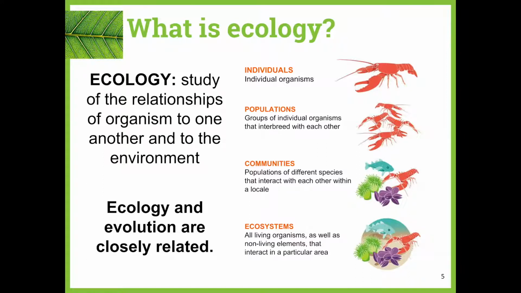And communities could be defined as populations of different species that interact with each other within a locale, which would be a location or some space. And then many communities together would make up an ecosystem, which could be defined as all the living organisms as well as the non-living elements that interact in a particular area. So all of the biotic and abiotic factors that are in some space, that would be what we would define as an ecosystem.